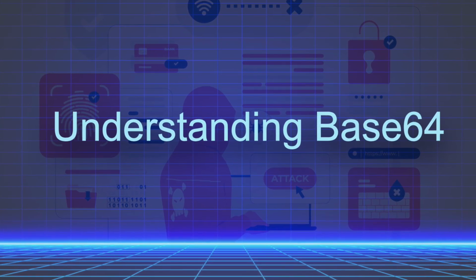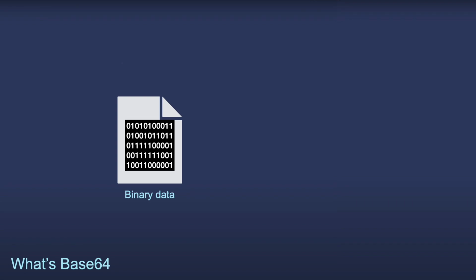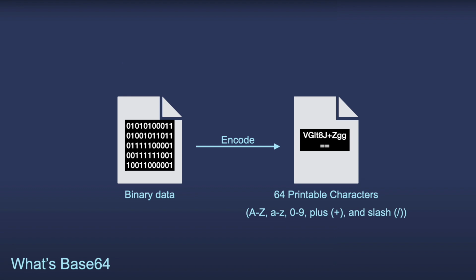Today we're diving into Base64. Let's get started. So, what exactly is Base64? It's a way to convert binary data into a text format using 64 printable ASCII characters: A to Z, a to z, 0 to 9, plus, and slash.